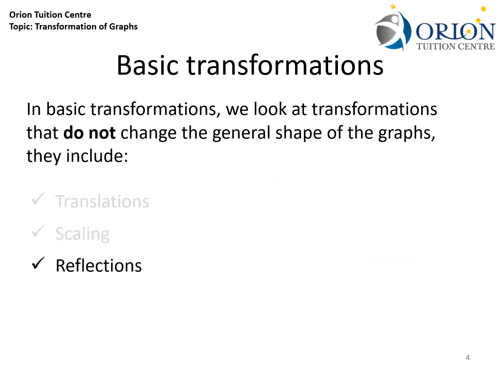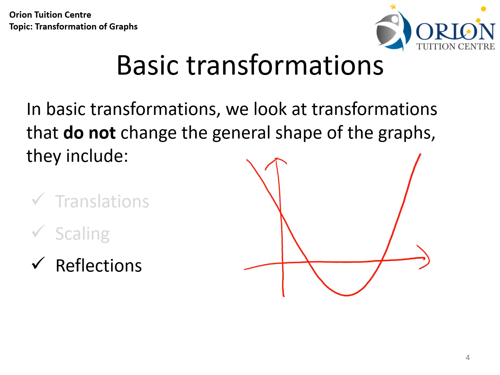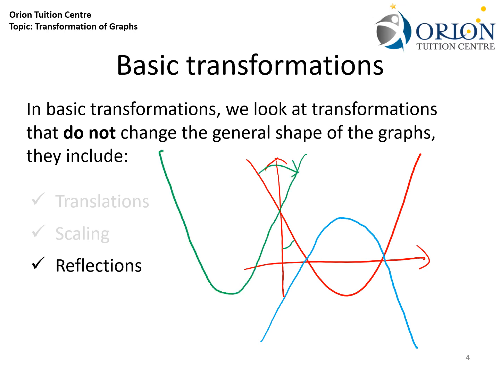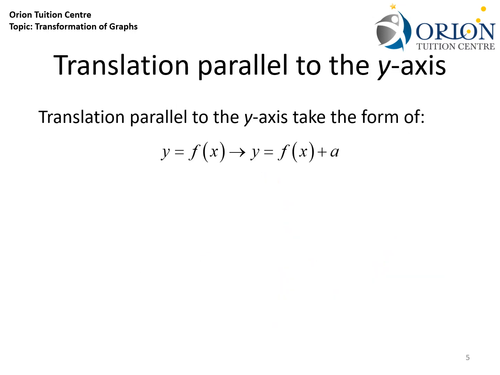Finally, we can also reflect any graphs about either the x or the y axis. So for example, if I have the same graph, I can reflect it about the x-axis to end up with something like this, or I can reflect it about the y-axis and I will end up with a graph that looks like this, where every point has been reflected. Let us now take a look at the individual transformations in more detail.